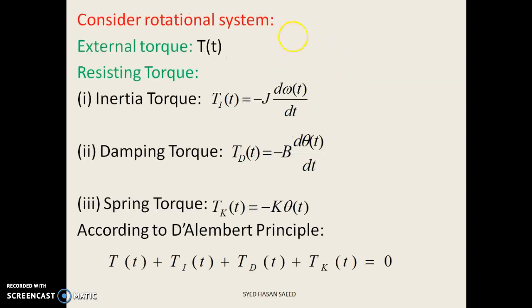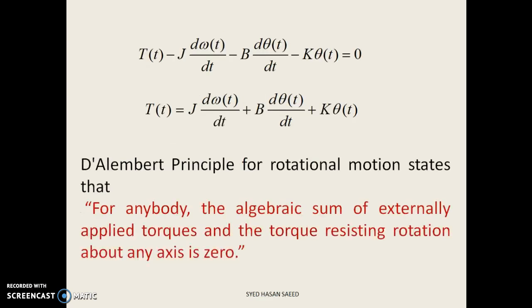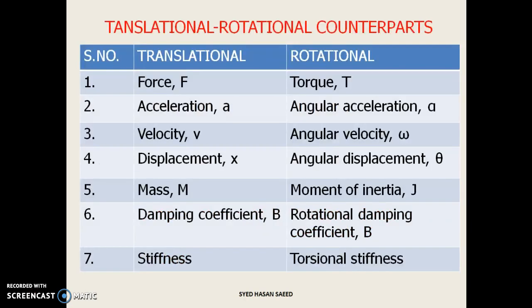Consider the rotational system: external torque, inertia torque, damping torque, and spring torque. According to D'Alembert principle, the sum of all the torques will be equal to zero. So for any body, the algebraic sum of externally applied torque and the torque resisting rotation about any axis is zero. This table compares the translational and rotational motion, where the force F is analogous to the torque T.